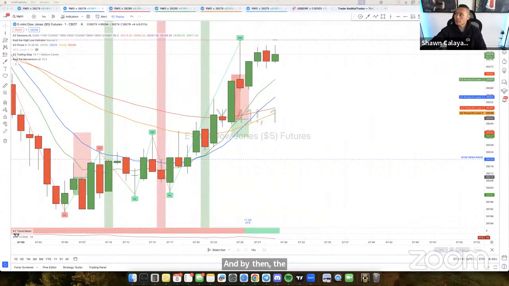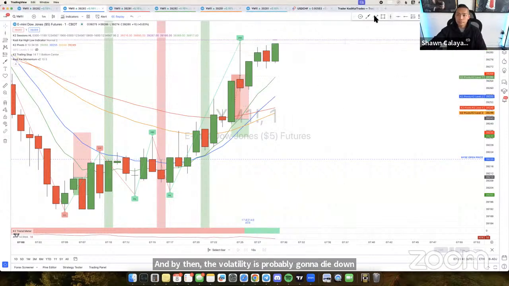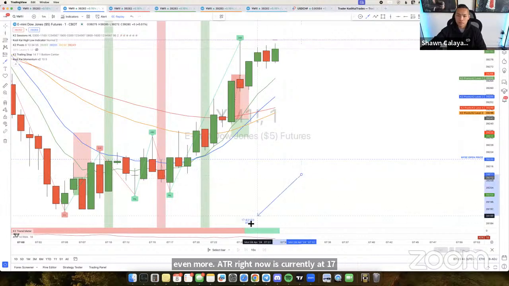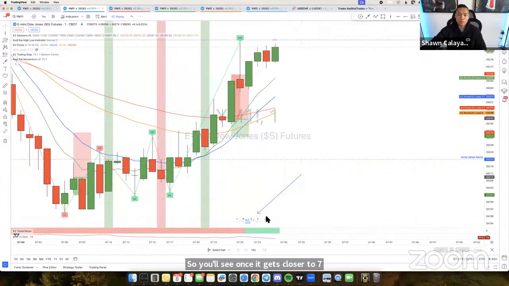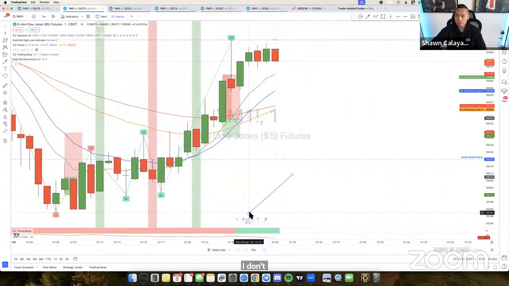ATR right now is currently at 17. So you'll see once it gets closer to 740, the ATR is going to get even smaller. It's currently at 17 right now. And then it'll probably drop down lower to say, I don't know, 15, 14, 13, somewhere around there.